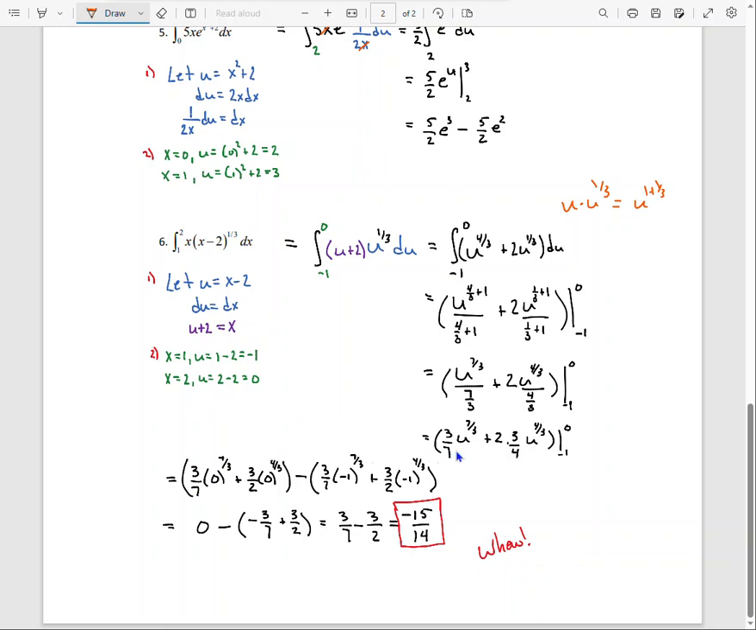So I'll have 3/7 times 0 to the 7/3 plus 3 halves. This 2 cancels a bit with this 4 to give us a 2. 3 halves, 0 to 4/3, minus, always top minus bottom. Now we substitute a negative 1 in here. 3/7 times negative 1 to the 7/3 plus 3 halves, negative 1 to the 4/3. Negative 1's nice. See how this is all odd? Because we have odd powers here, this will stay negative. So we'll have a negative 3/7 inside these parentheses.